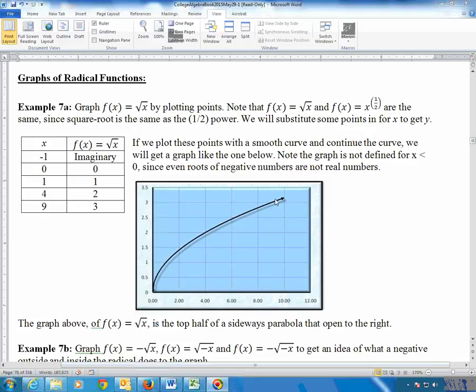And connect the dots, and you get this shape that can be described as the top half of a sideways parabola opening to the right. And you do need to know what these things look like.